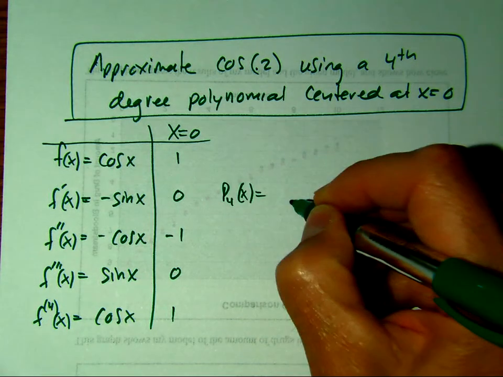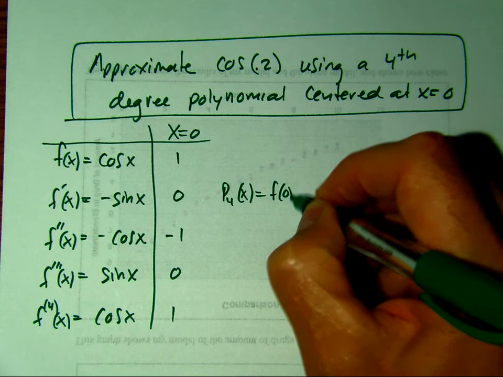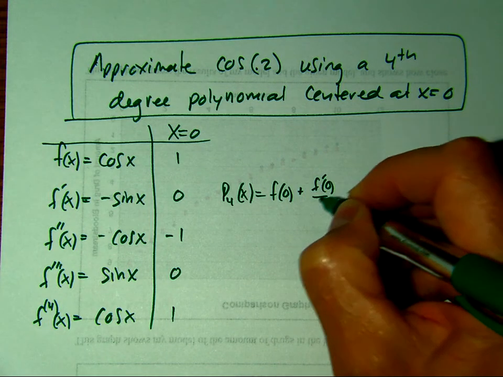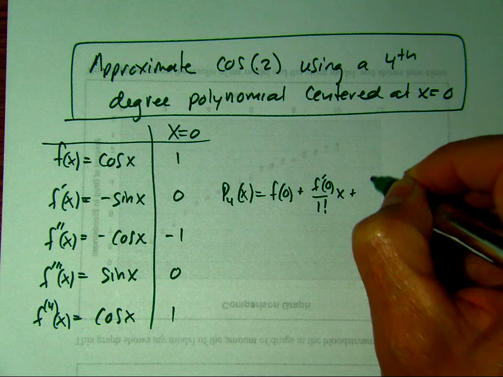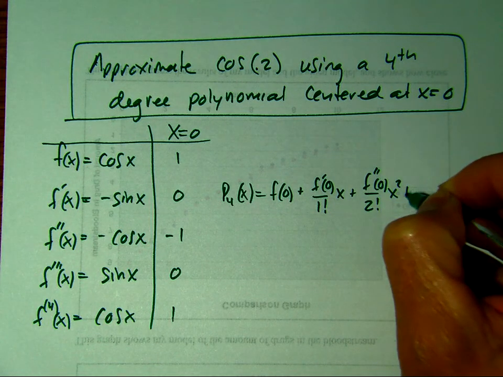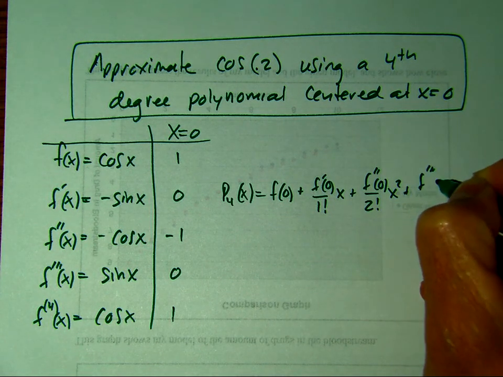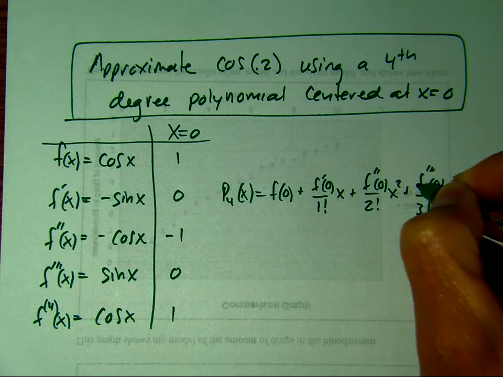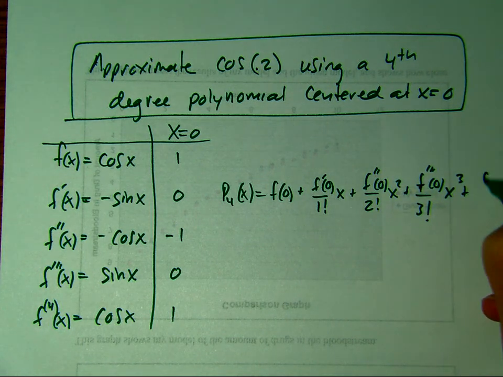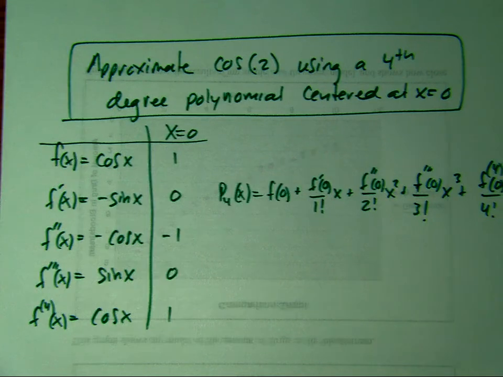The fourth degree polynomial is f of 0 plus f prime of 0 over 1 factorial x plus the second derivative over 2 factorial, the third derivative over 3 factorial, and the fourth derivative over 4 factorial.